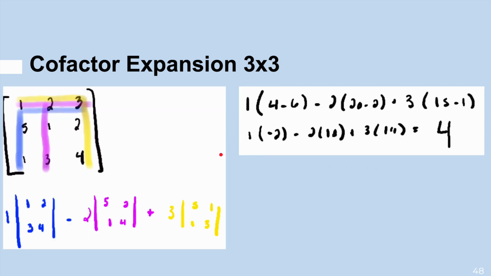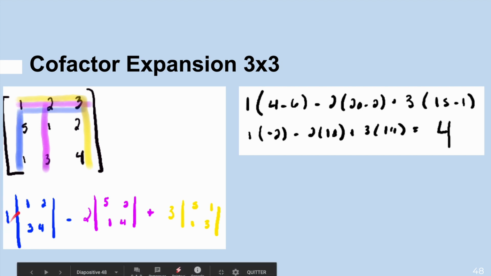Hopefully it'll be easier with an example. So we have the matrix here, 1, 2, 3, 5, 1, 2, 1, 3, 4. We are going to look at this blue right here. We're going to cross out this entire row and this entire column, and what numbers are we left with? What numbers are not covered in blue? Well, we have 1, 2, 3, 4. So we're going to do 1, the number that's at the junction of the blue, multiplied by the determinant of those that are not colored in blue. So 1, 2, 3, 4.